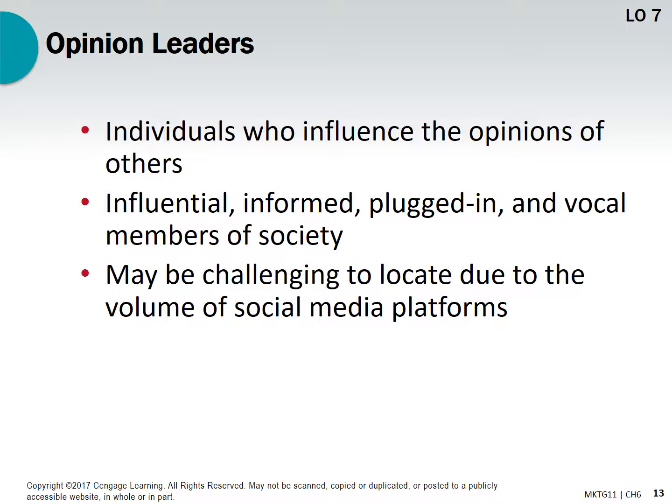On a national level, companies sometimes use movie stars, sports figures, and other celebrities to promote products, hoping they're appropriate opinion leaders. Marketers are looking into social media to find opinion leaders, but the sheer volume of posts and platforms makes determining the true opinion leaders challenging.